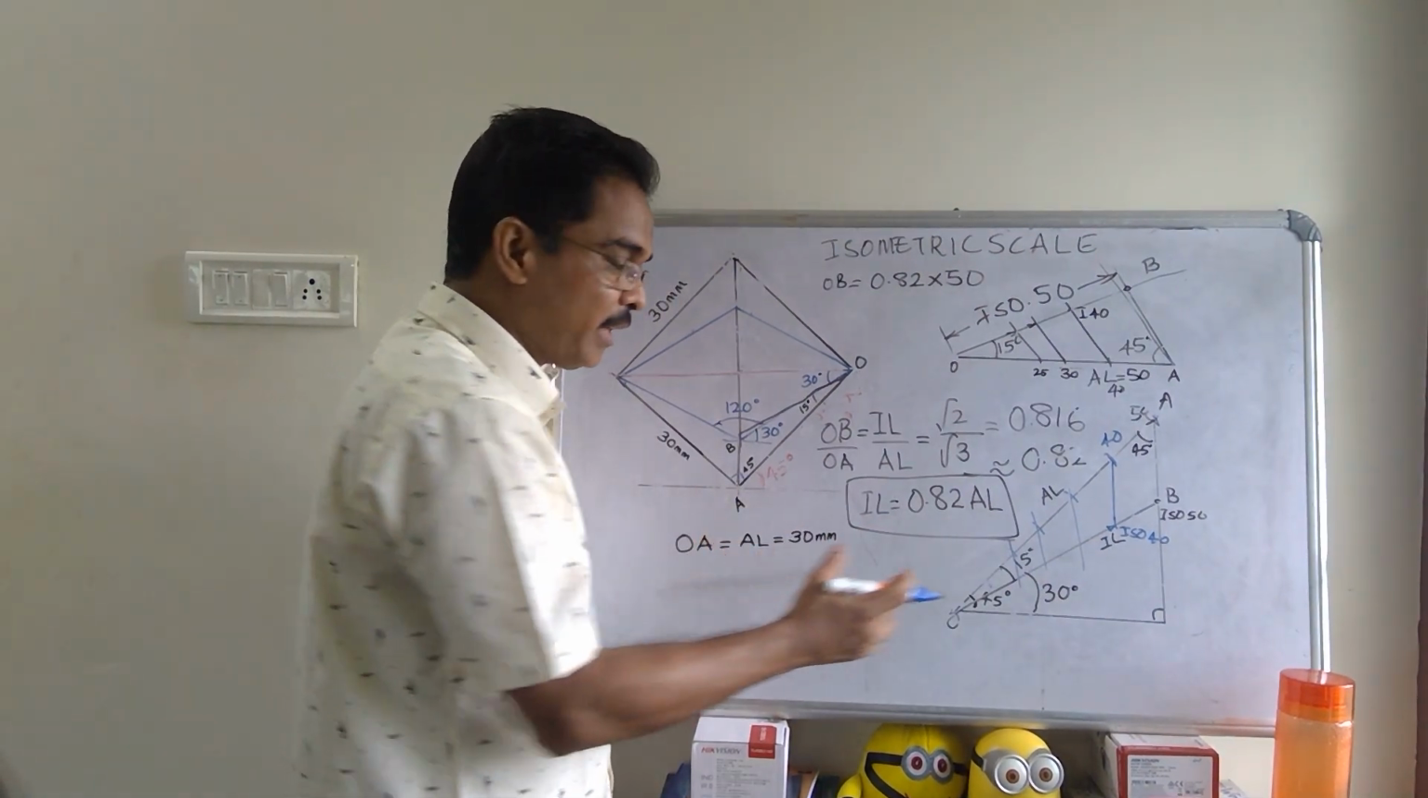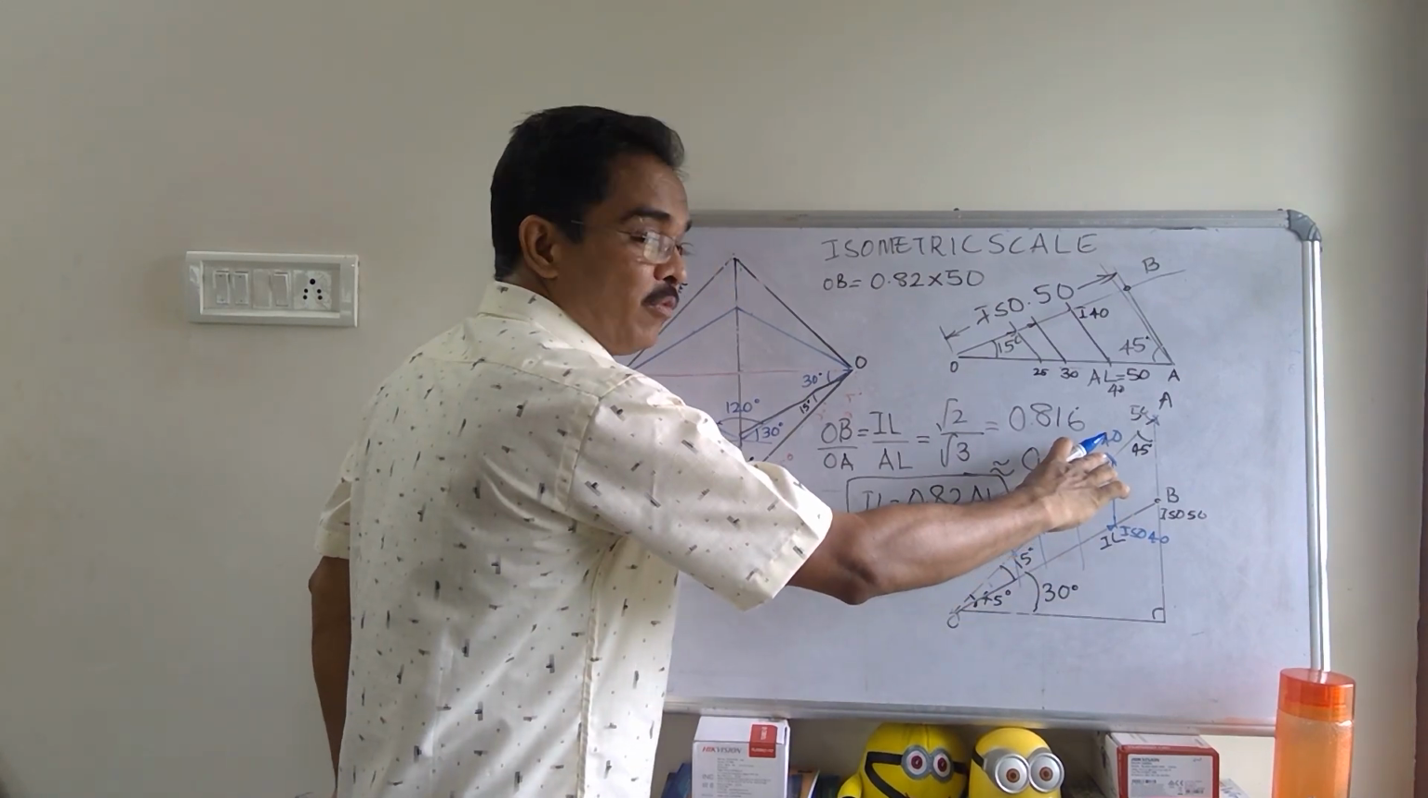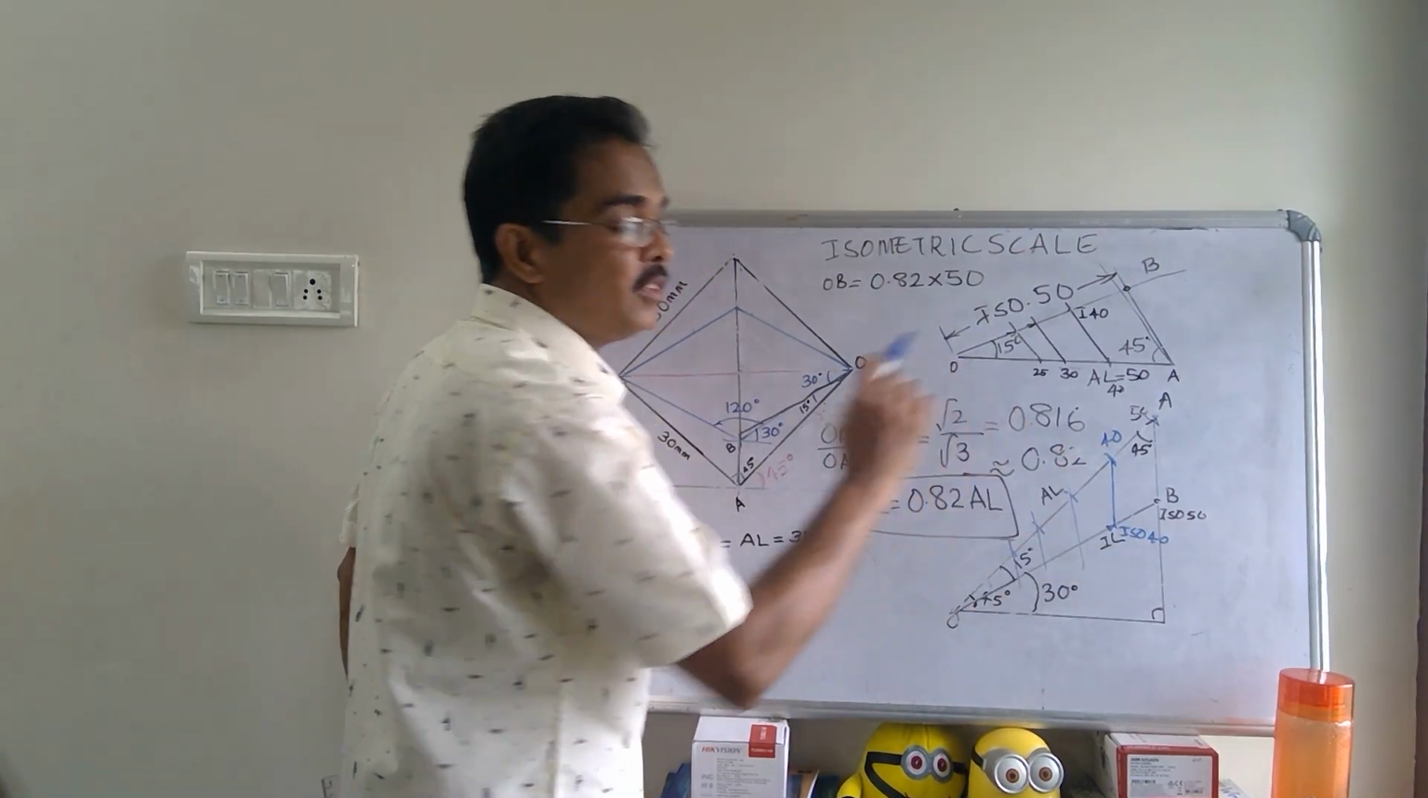What is isometric length? 0.82 times this value. 40 into 0.8 will be this value.